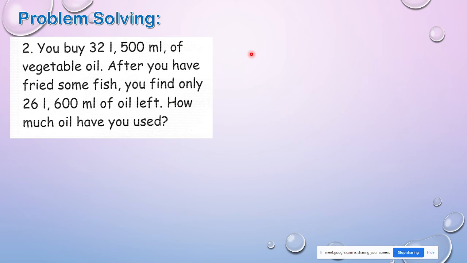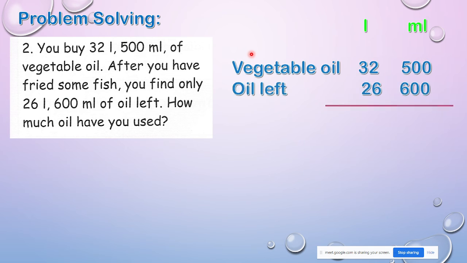The question is, how much oil have I used? It means, how much oil did the fish use? How much oil did we use in cooking the fish? How much oil was gone? So we have the givens 32, 500, 26, 600. What will be the operation? Will it be addition or subtraction? Plus or minus? Minus, yes.